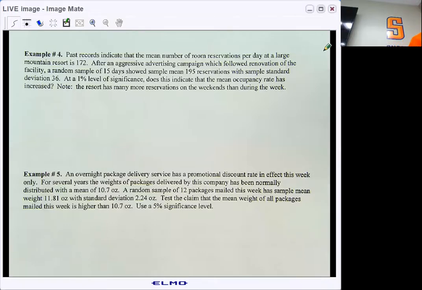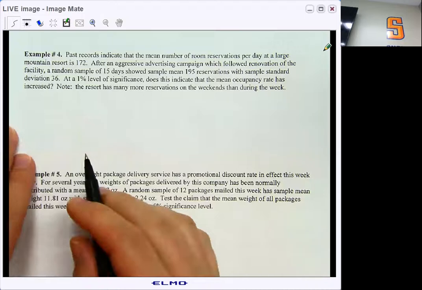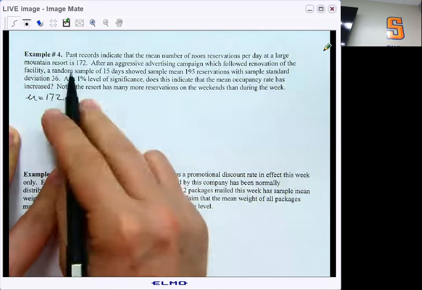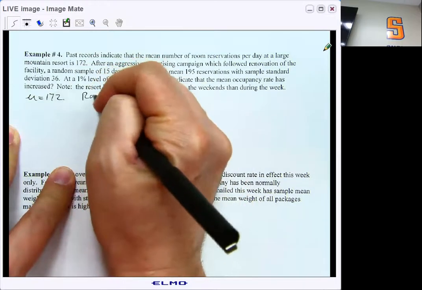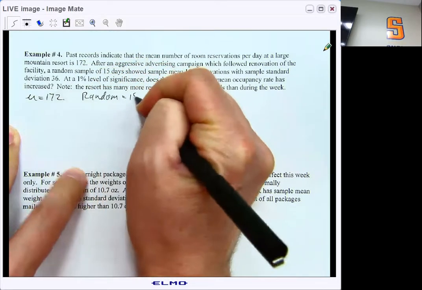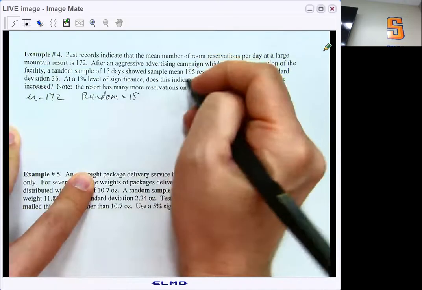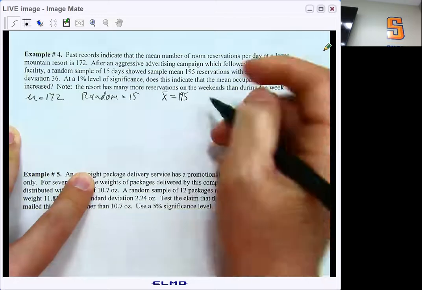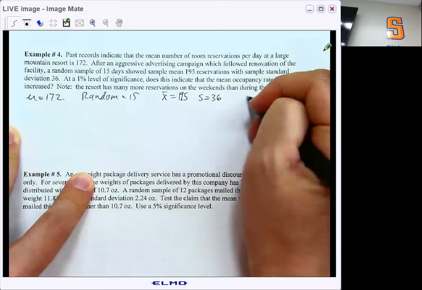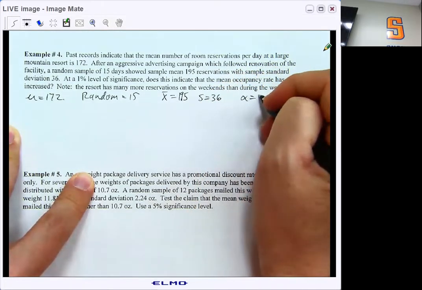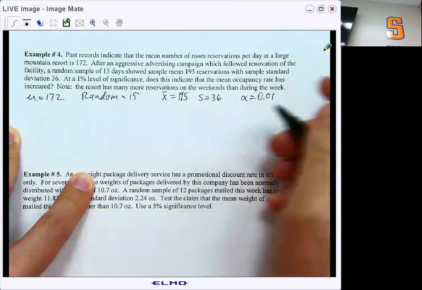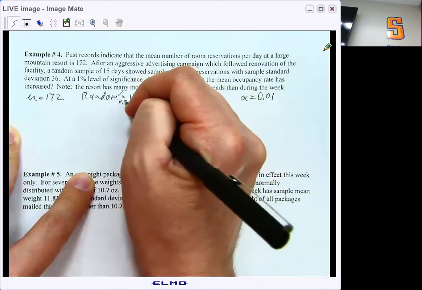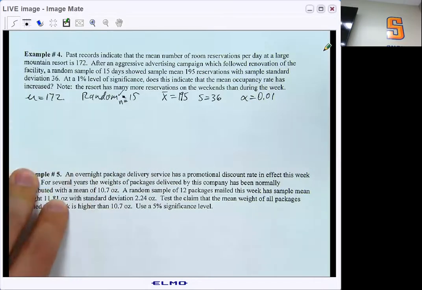So what did you come up with? Hopefully you noticed that the mean number was 172. We had a random sample of 15. And the sample mean, so let's use the correct symbol for that, is 195, and a sample standard deviation of 36. Alpha is 1% or 0.01. And we saw that the random sample and n was 15. Okay, so are we good to go?